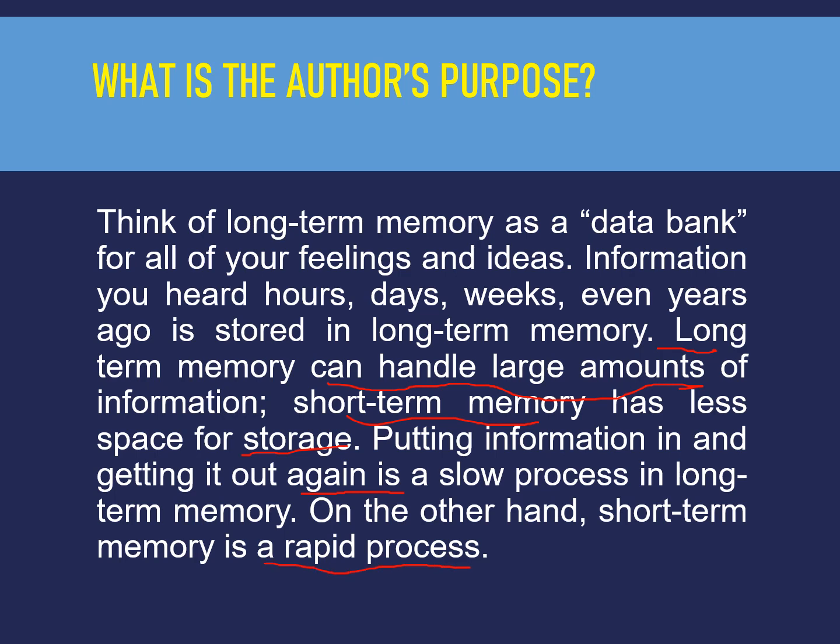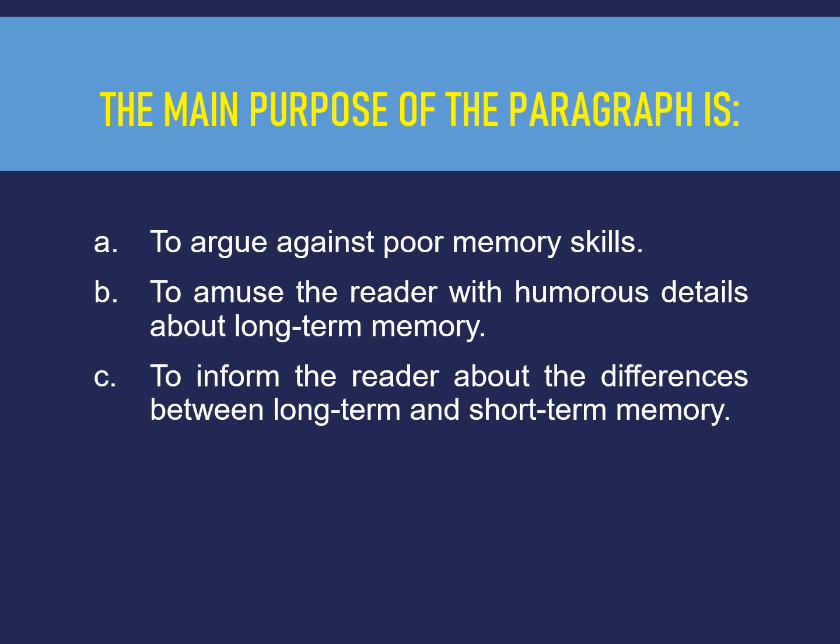On the other hand, short-term memory is a rapid process. So, obviously, the author's purpose is just to inform the reader and to show the comparison between long-term memory and also short-term memory. So again here, you are going to look into several optional answers based on the previous paragraph just now. So the main purpose of the earlier paragraph is A, to argue against poor memory skills, B, to amuse the reader with humorous details about long-term memory, and C is to inform the reader about the differences between long-term and short-term memory.